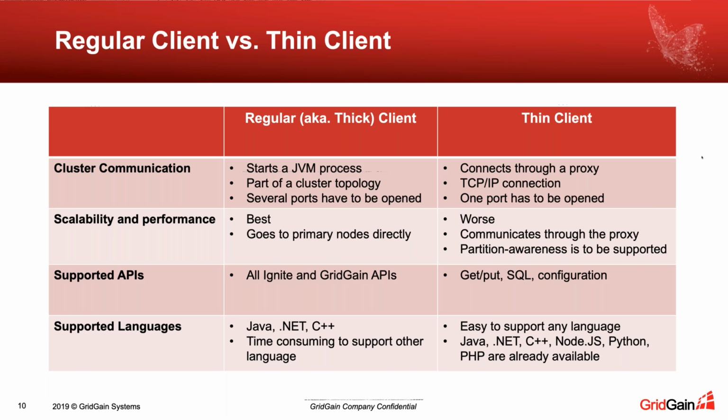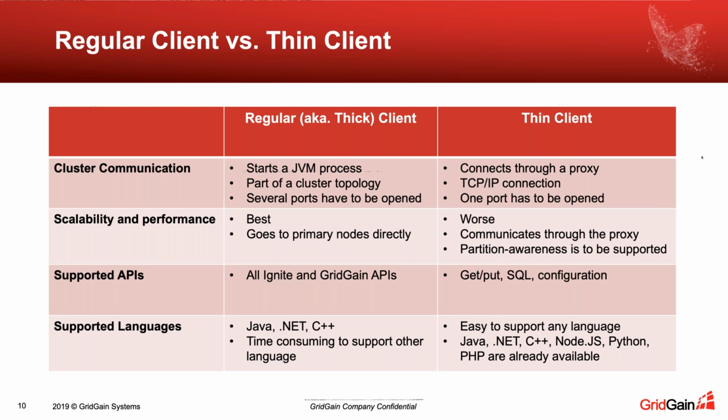But right now, for Ignite 2.8, we are working on the partition awareness, which will allow the thin clients to know how the data is distributed, who is the primary node and who is not, and the thin clients will be able to connect to the primary nodes directly from your application. So the communication through the proxy server will be minimized. So that's the difference in terms of scalability and performance.